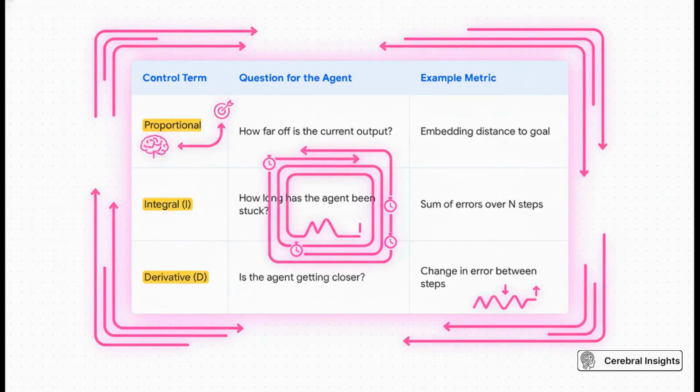For the integral term, we ask, how long has this agent been stuck on this step? This is our escape hatch for infinite loops. And for the derivative term, we ask, is the agent getting closer to the goal or further away? This is what allows us to dampen oscillations and prevent the agent from wildly overcorrecting.